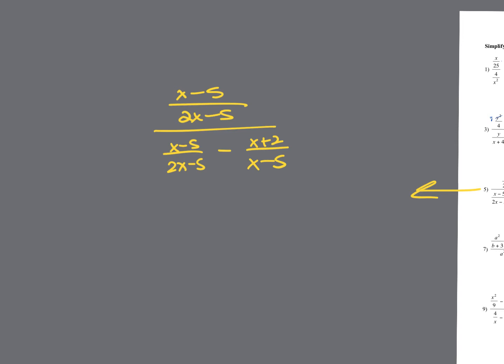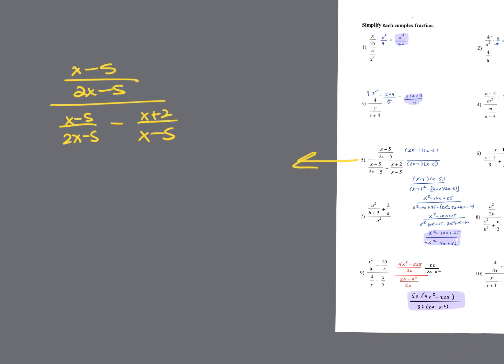The bottom two together? Okay, so I need to give this the least common denominator, which is x minus 5 and 2x minus 5. So the first fraction is missing the x minus 5, and the second fraction is missing the 2x minus 5. So x minus 5 times x minus 5, and then I'm going to come back over here and do x plus 2 times 2x minus 5.